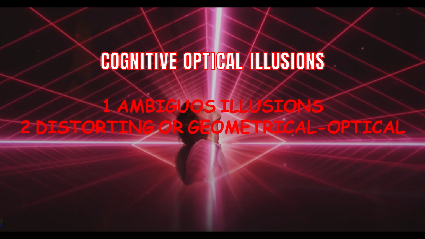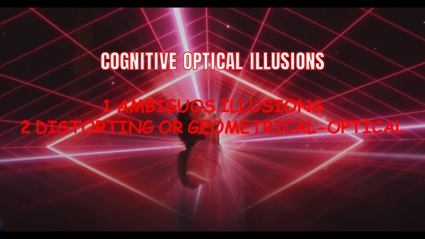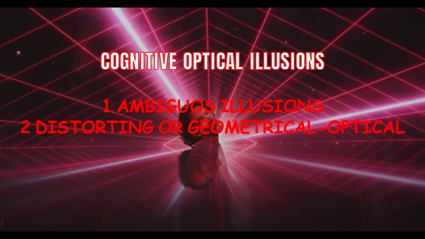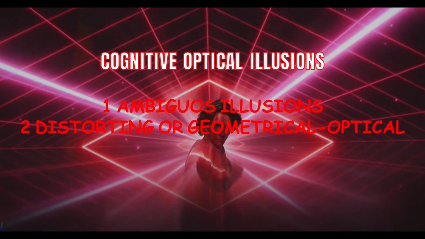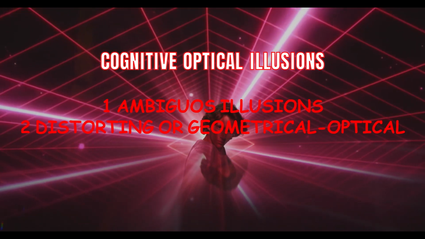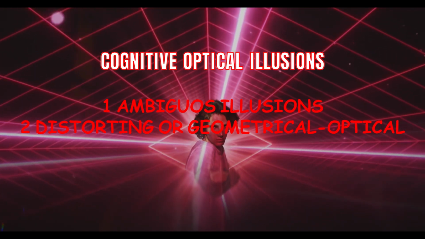Rubin's vase. The Rubin's vase illusion presents an image that can be seen as either a vase or two faces in profile. Depending on how our brain processes the image, we can switch between perceiving the positive space, the vase, or the negative space, the faces.